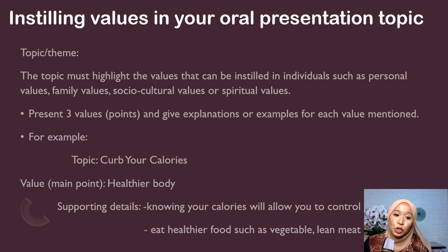For example, if you choose a topic, curb your calories, which means keeping yourself healthy. So value number 1, healthier body, right? And supporting details: knowing your calories will allow you to control your food intake. Eat healthier foods such as vegetables, lean meat, proteins, and fruits. Okay, so see how you relate the values to your elaboration of points.